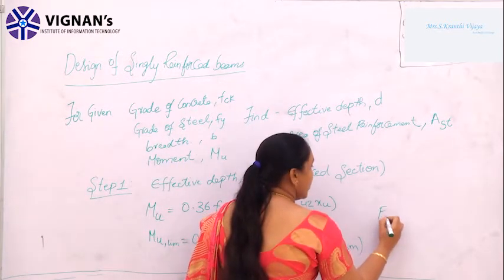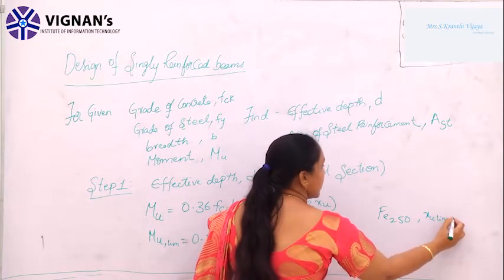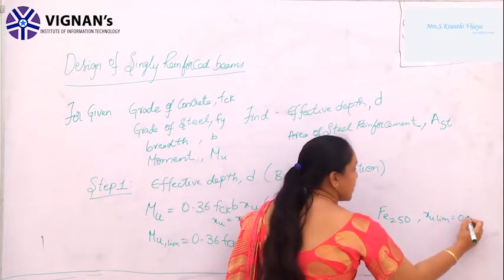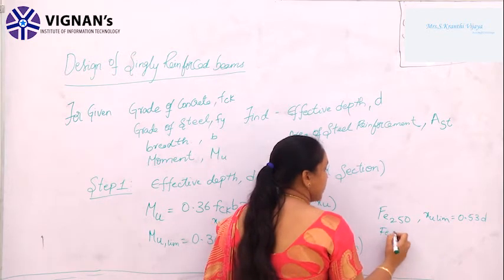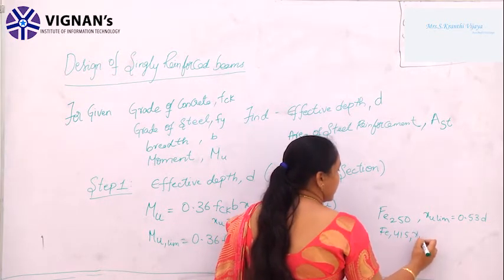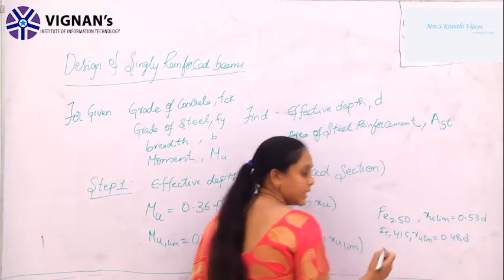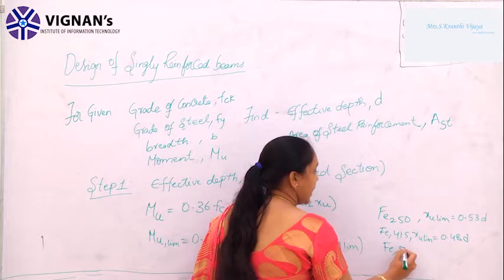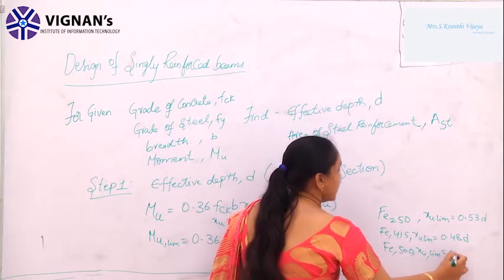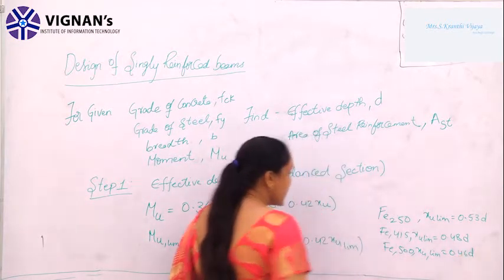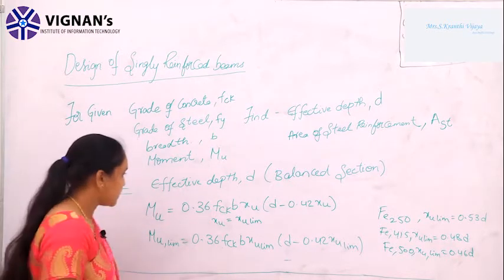So, for Fe250, the xu limit value is 0.53d. For Fe415, the xu limit value is 0.48d. And for Fe500, the xu limit value is 0.46d, which we have discussed in the previous class.